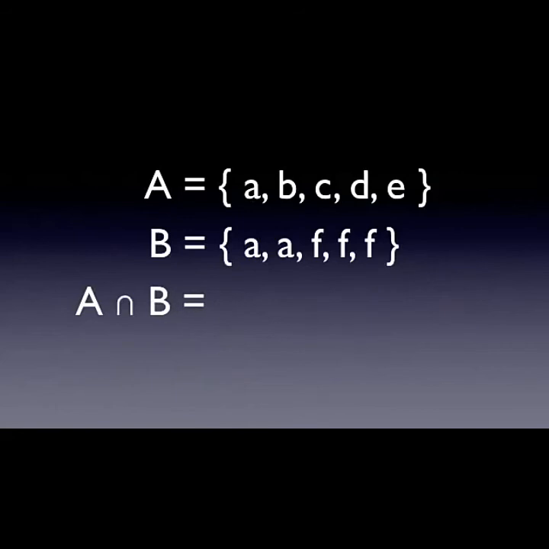What about the intersection of A and B? Well, it looks like there's only one element that is shared by both sets, so the cardinality of the intersection of A and B is just 1.